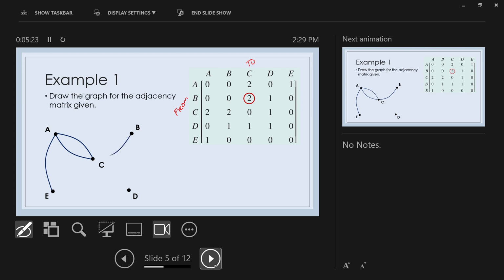B to C is connected twice. So I need to draw in 2 lines there. B to D is connected once. So again, I need to draw a line there, like so.